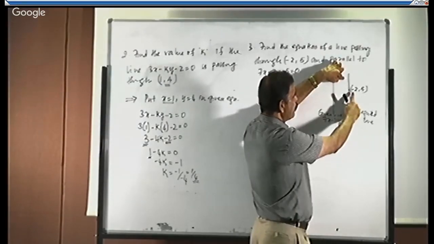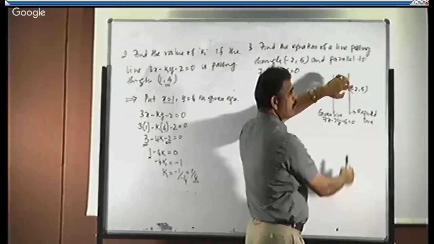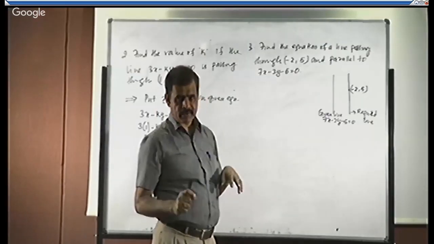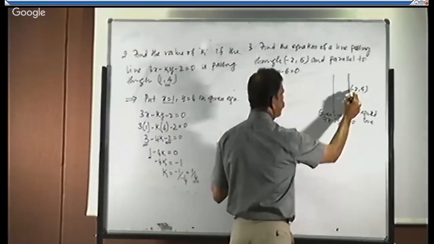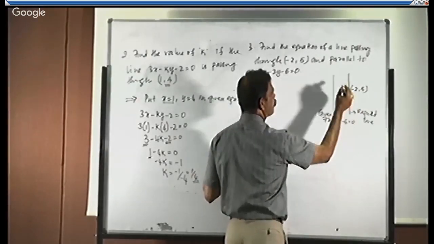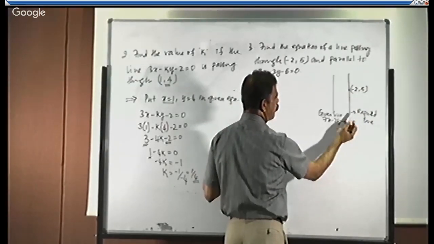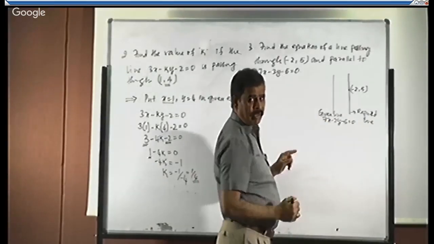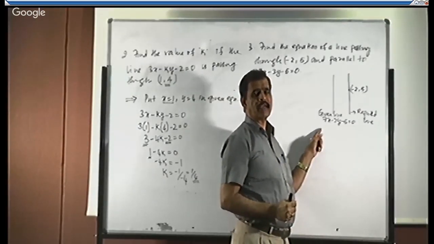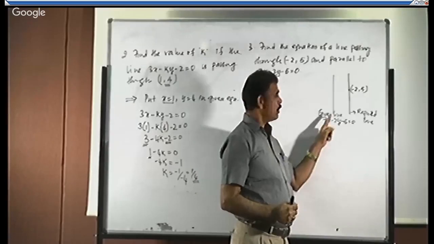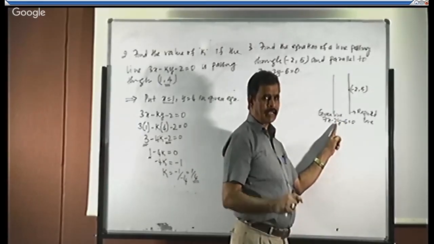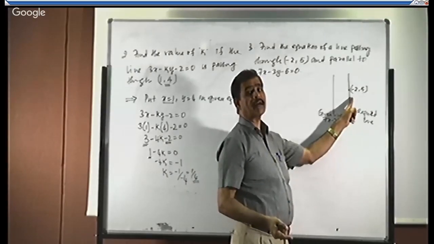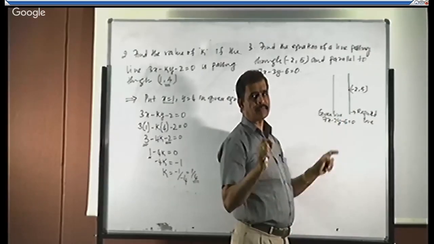I have that data only as a passing point. To get the equation of a line, we need the slope as well as a passing point. Correct? Along with the passing point, we need the slope. How to get the slope of this line? See this figure. These two lines are parallel. For this line, we can calculate the slope easily by using the minus a by b formula. Right? If I know the slope of this line, I can easily take that as the slope of the required line, because parallel lines have the same slope. Right?